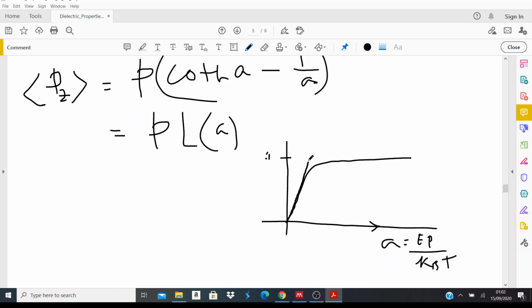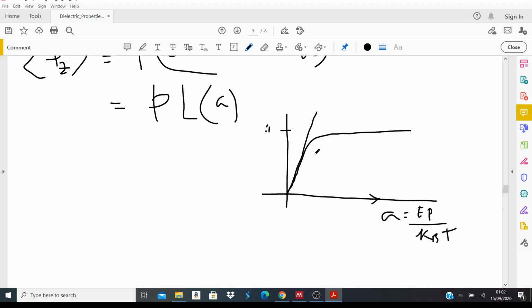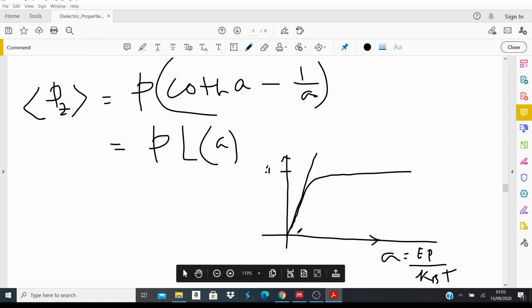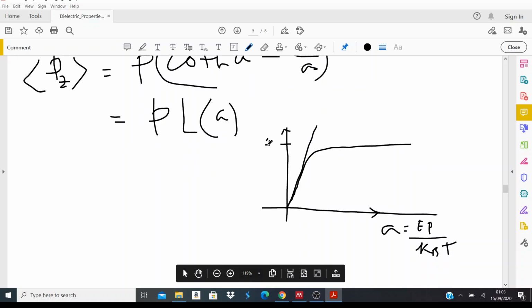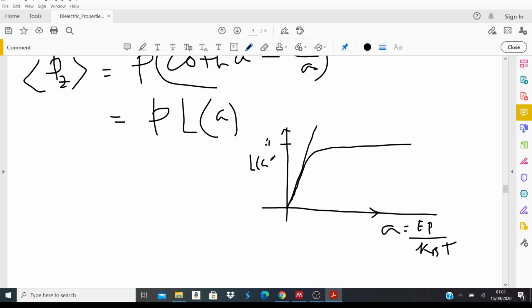But this linear region is of real interest, because there E is small, and you can apply that electric field in the laboratory easily, right? So this function is just multiplied with this p. The pz will follow this function, multiplied with some number p. So if you understand the Langevin behavior, you understand the pz.